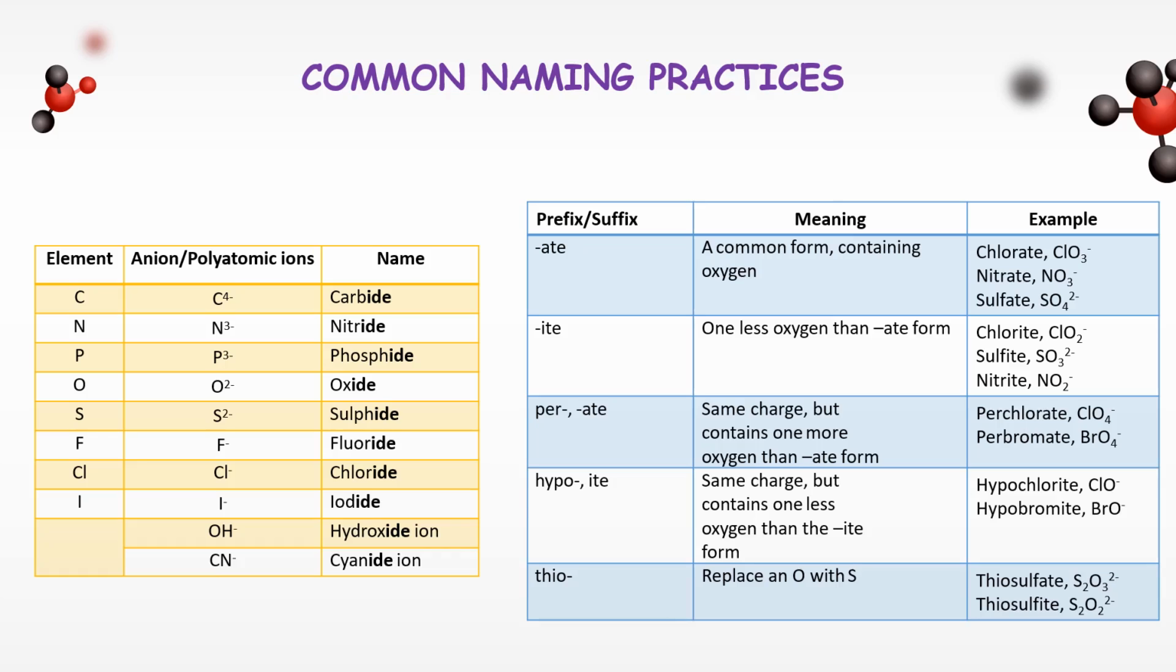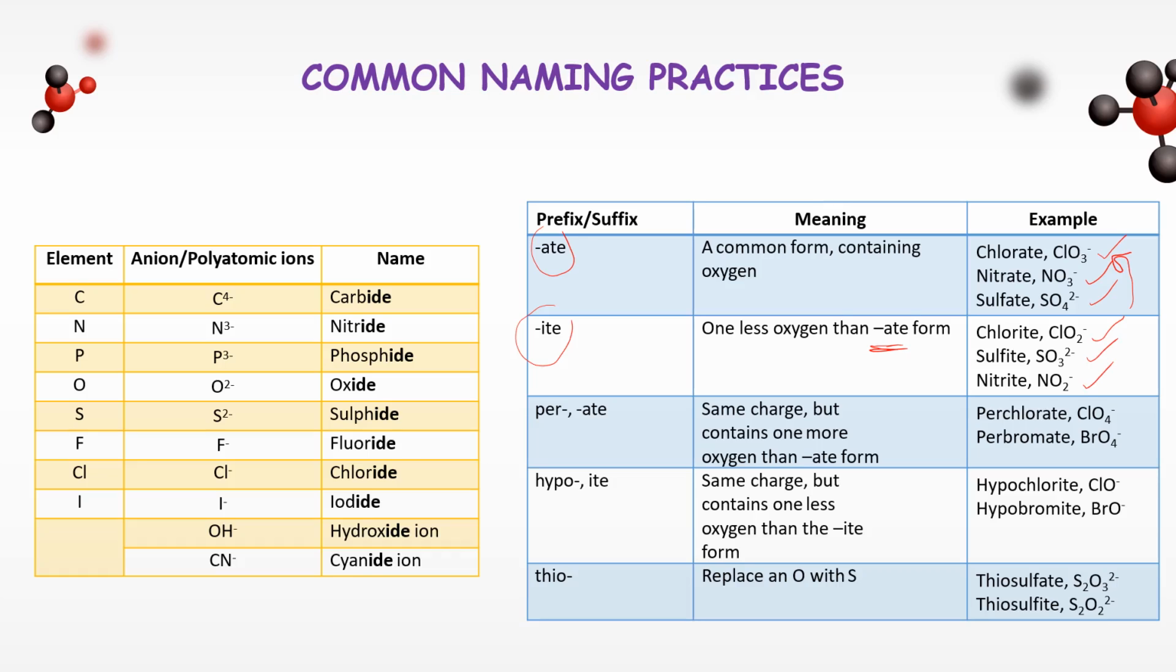In this case, we have "ate" as the suffix, for a common form containing oxygen. Normally we have 3 or 4 oxygen atoms. For example, we have chlorate ClO3-, nitrate NO3-, and sulfate SO4 2-. And we have "ite" at the end of the name for a compound having one less oxygen atom than the "ate" form. So here we have chlorite, ClO2-, which has one less oxygen atom compared to chlorate. So sulfite SO3 2-, and nitrite NO2-.